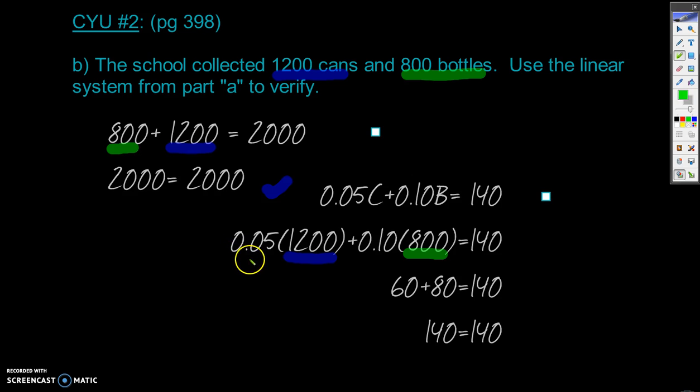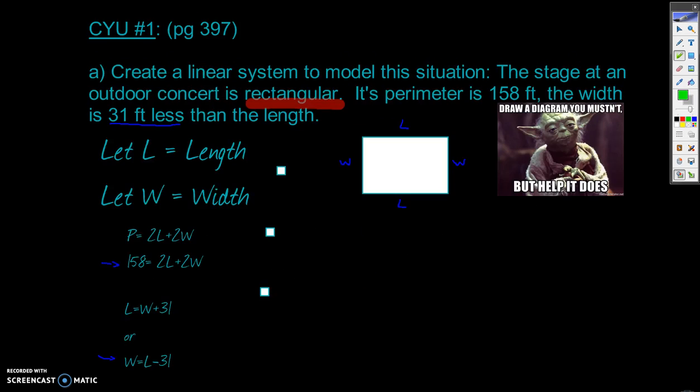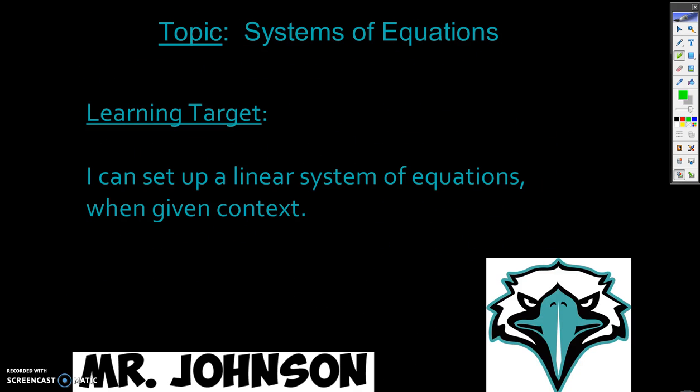So we have 0.05 multiplied by 1,200, which is 60. 10 cents multiplied by 800 is 80. And then $60 plus $80 is $140. Okay, so that checks out as well. So that means that everything is true. So hopefully that helps you out on being able to set up the systems of equations when you're given the context. Now what we're going to do in class, we're going to focus on word problems where you're going to examine the context of the question and then create systems of equations.